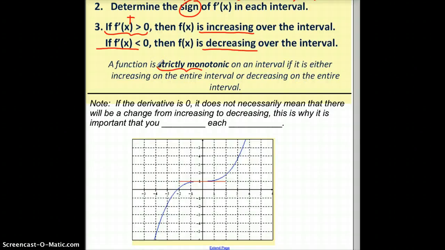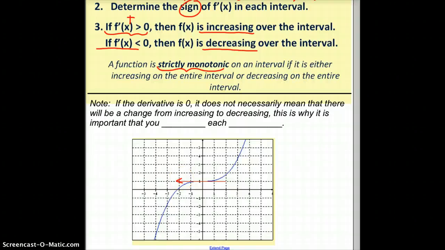We say a function is strictly monotonic on an interval if it's either increasing the whole way or decreasing the whole way. That would be kind of like when you get on a slide or on a ski hill and you just go down. We would call that monotonic because you're going down the whole time. Even if you kind of go down and you plateau for a little bit and continue to go down, we would call that a monotonic function because it's going down constantly. So, if the derivative is equal to 0, it does not necessarily mean that you're going to have a change from increasing to decreasing. Let me show you an example of that.